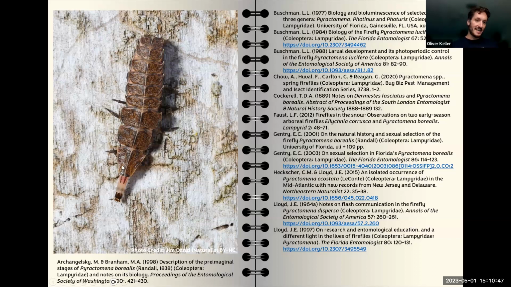And you can see the head is out on this one, very stretched out. And it's very streamlined so it can go into the shell of a snail and bite and inject its chemicals. And this larva is actually described by Archangelsky and Branham in '98. So it's one of the few that's described. The paper, I think, is also in the folder.